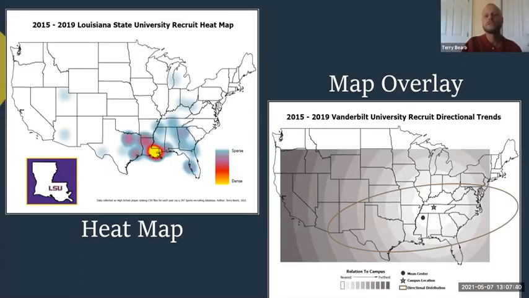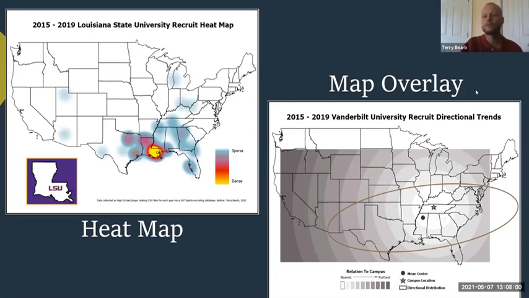All right, for the heat map, these are great maps for the map reader to quickly interpret where that dense and sparse recruitment is really coming from. And then here for the heat map for LSU, we can see that the densest recruitment was immediately right in the area where the actual campus is located.